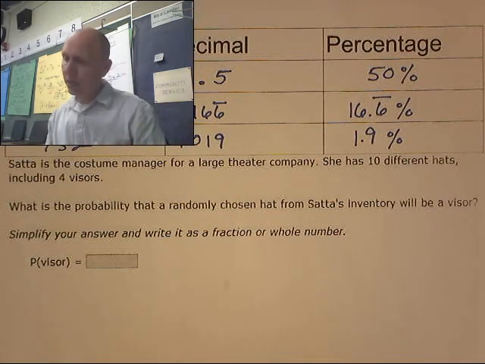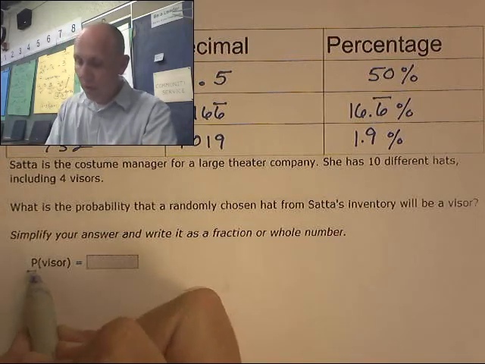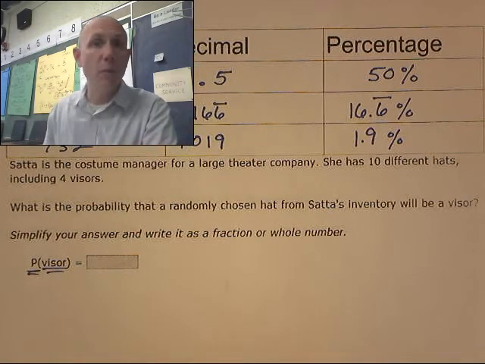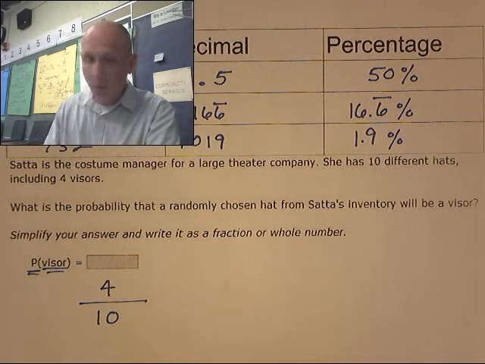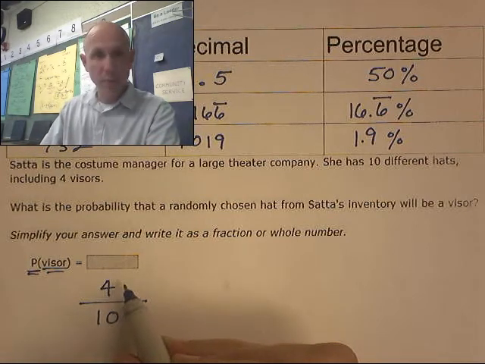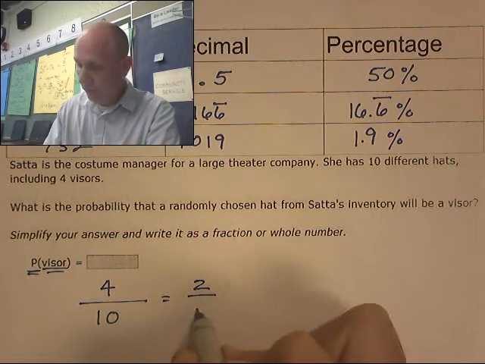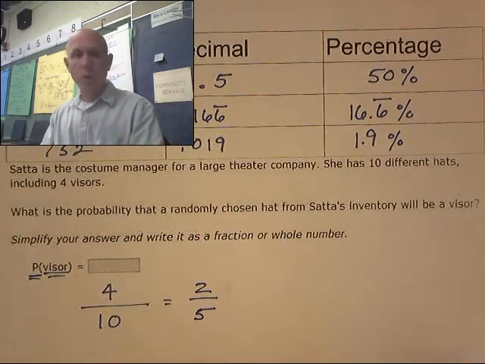Sata is the costume manager for a large theater company. She has 10 different hats, including 4 visors. What is the probability that a randomly chosen hat from Sata's inventory will be a visor? So this is saying, what is the probability, the P stands for probability, of getting a visor. Well, how many favorable outcomes are there? How many visors are there? There are 4 visors out of a total of 10 hats. This is the probability, the good outcomes out of the possible outcomes. That's going to reduce to 2/5. Favorable over possible.